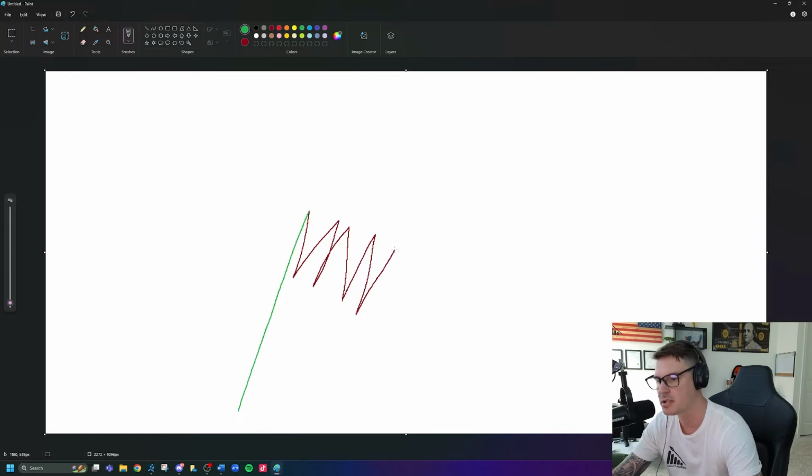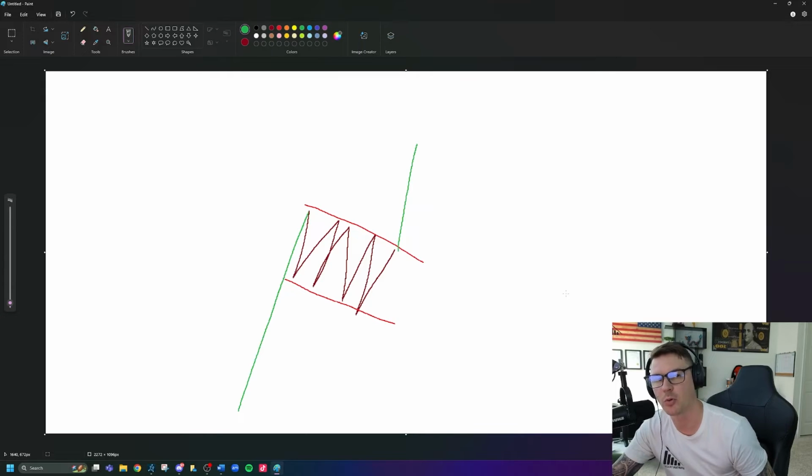Now, what you'll notice a lot of times during the pullback is that you're going to have a series of lower highs as well as a series of lower lows. You can identify that with two parallel trend lines. That's those two red parallel lines that you see on my screen right here. And eventually, this pattern works when you get higher highs out of the pullback formation.